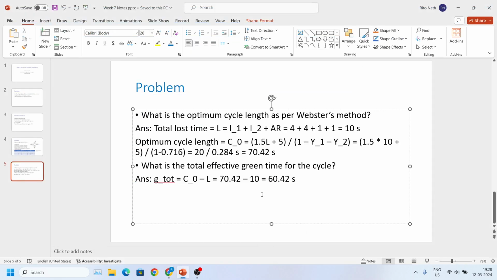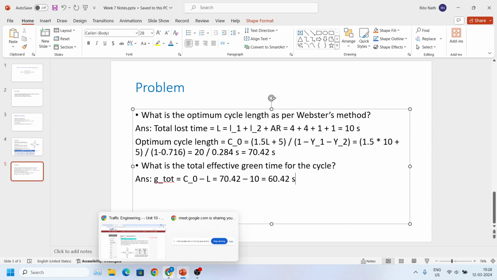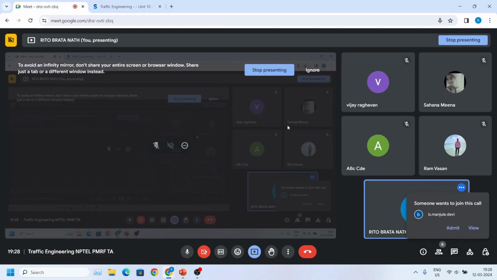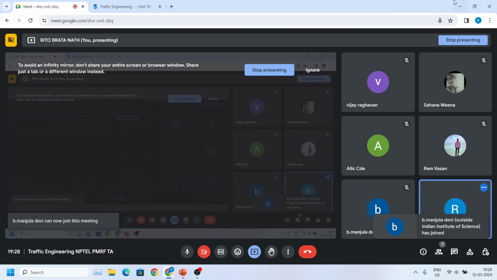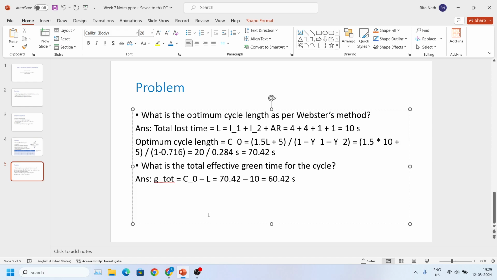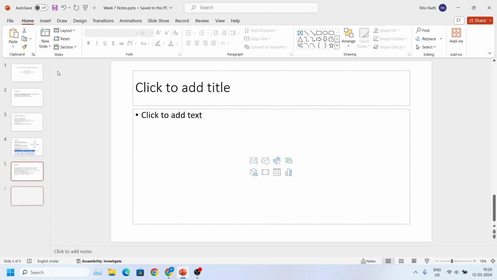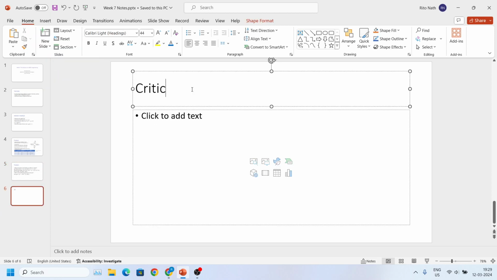Next is related to the second topic that I wanted to discuss. Okay, so next let's discuss this briefly. This is critical lane and time budget concepts. I'm not sure how much problem you will be getting in this part, but anyway, let's discuss.